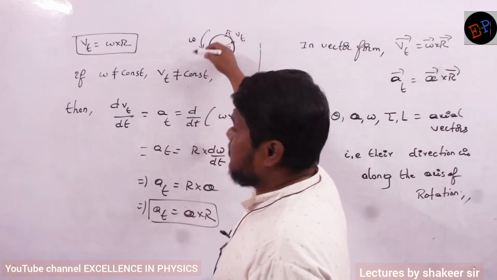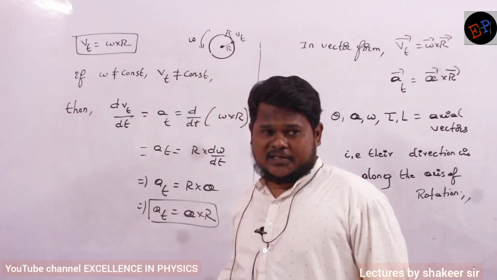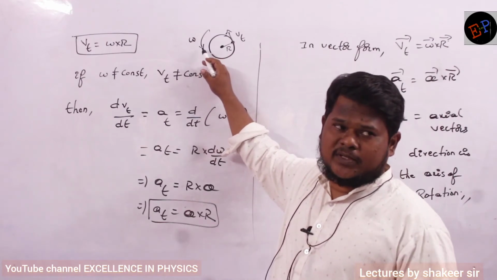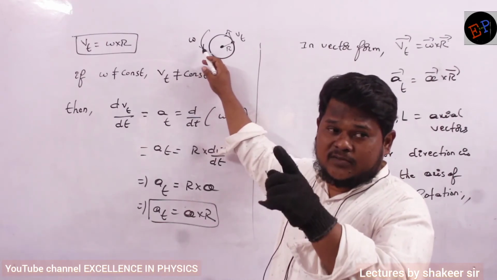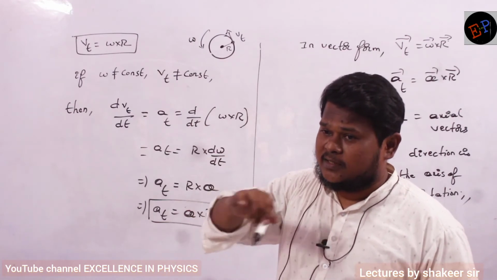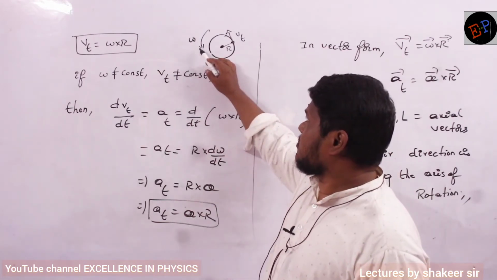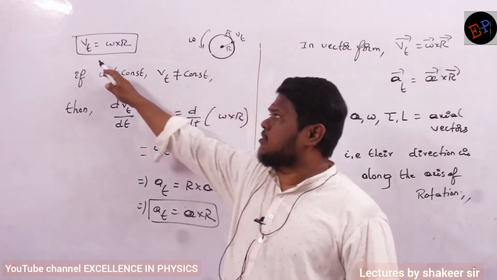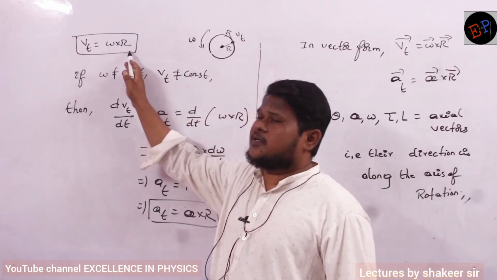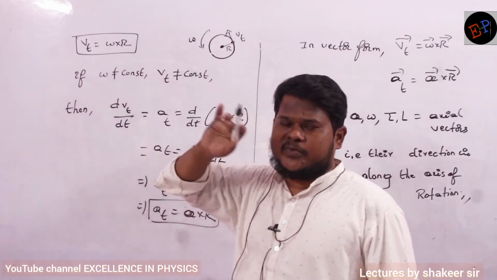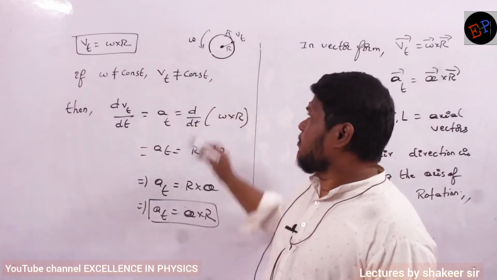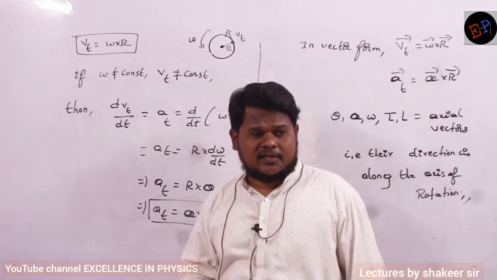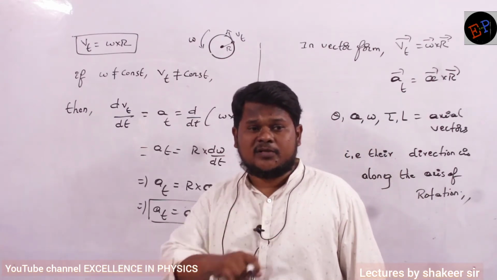So if it is rotating with the same angular velocity, then omega is a constant, just like uniform motion. In uniform motion, velocity is a constant. Here angular velocity is a constant. So if omega is a constant, tangential speed also will be constant, because V tangential is equal to omega into r. Omega is a constant, r is also a constant, then tangential speed also will be constant. But if omega is not a constant, then it is non-uniform rotational motion.